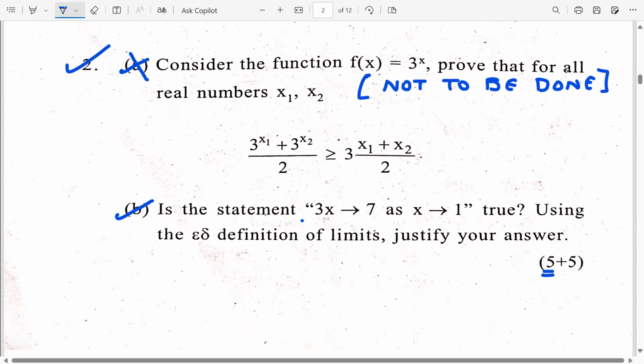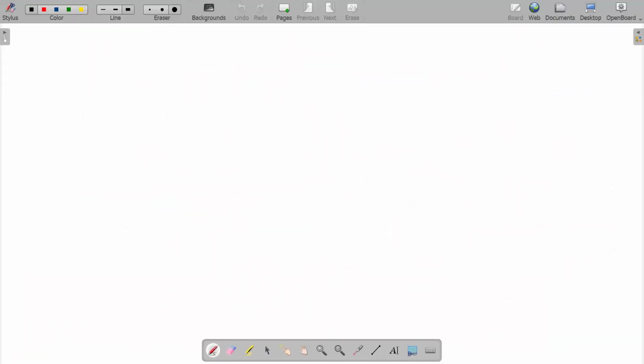Is the statement that 3x tends to 7 as x tends to 1 true? Using the epsilon delta definition of limits, justify your answer. First of all, students should be able to recall from my lectures on single variable differentiation, when we did limits, the epsilon delta definition of limits. So let's quickly come to the whiteboard and revise that.